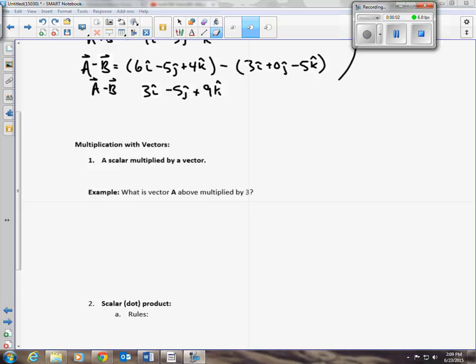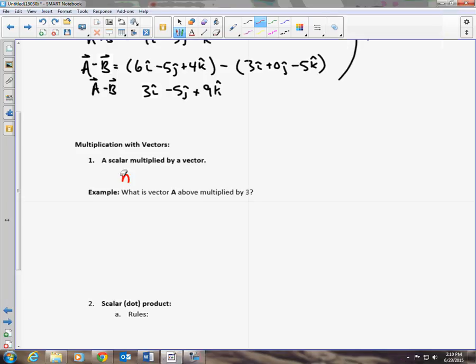In this video we're going to talk about multiplying vectors, which is not something that you have ever seen before. The first thing we're going to talk about is when you take a scalar and multiply it by a vector. So that would be taking a scalar and multiplying it by vector A. Let's simply say that scalar times each of the components.